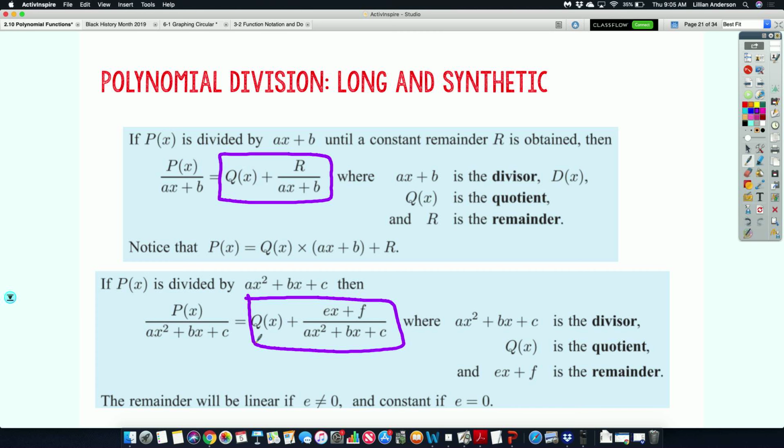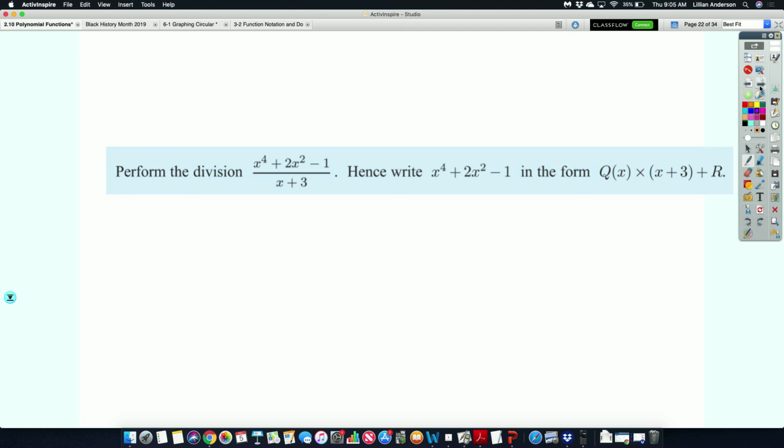Remember this? Okay, well, let's see. We perform the division of x to the fourth plus 2x squared minus 1 all over x plus 3. We can do this one synthetic, because at some point we are going to have to use long division, so we'll review both of them.